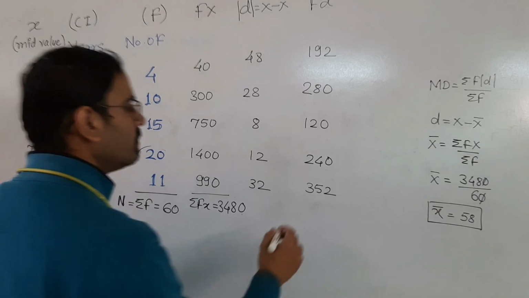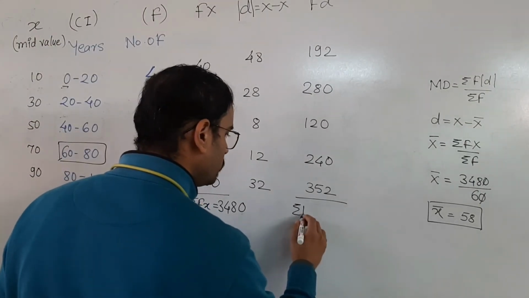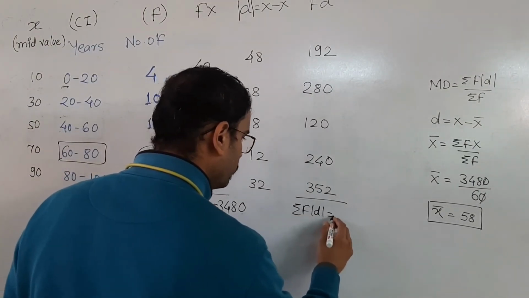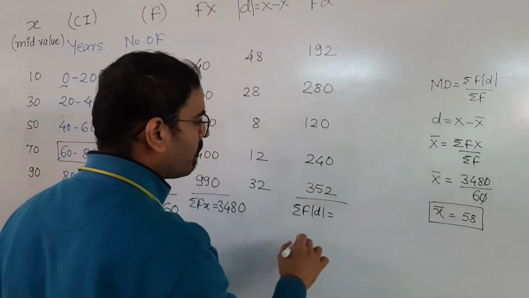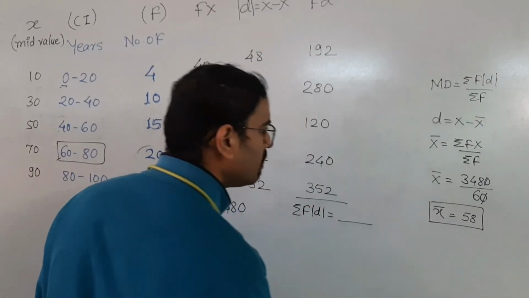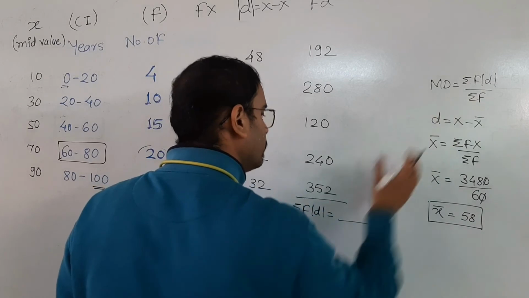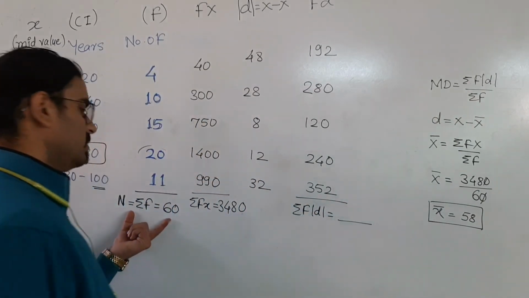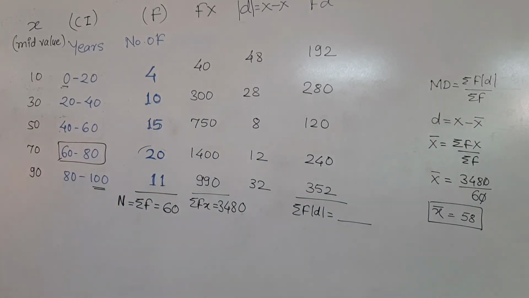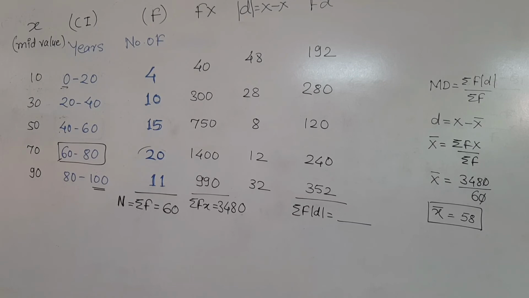Okay, so we just have to sum up. Summation FD, we just have to find summation. We will get the summation here and we divide that particular value by 60 and you will get your answer. So in this way we have seen the range, quartile deviation and mean deviation. I hope you understood this and we'll see standard deviation next.